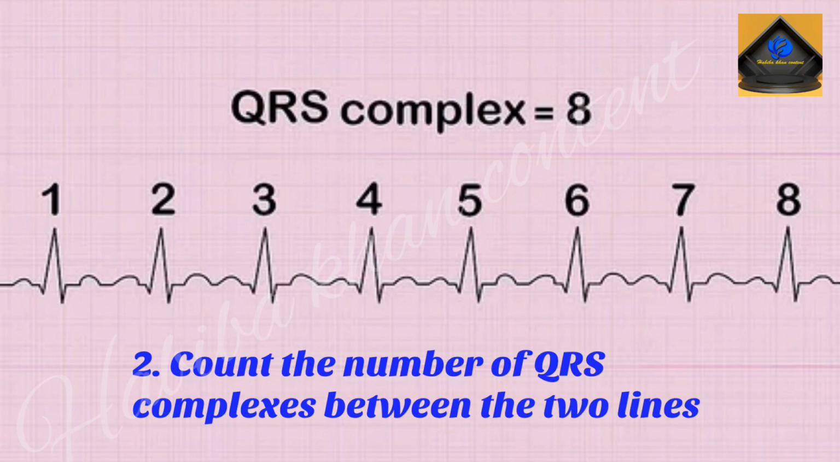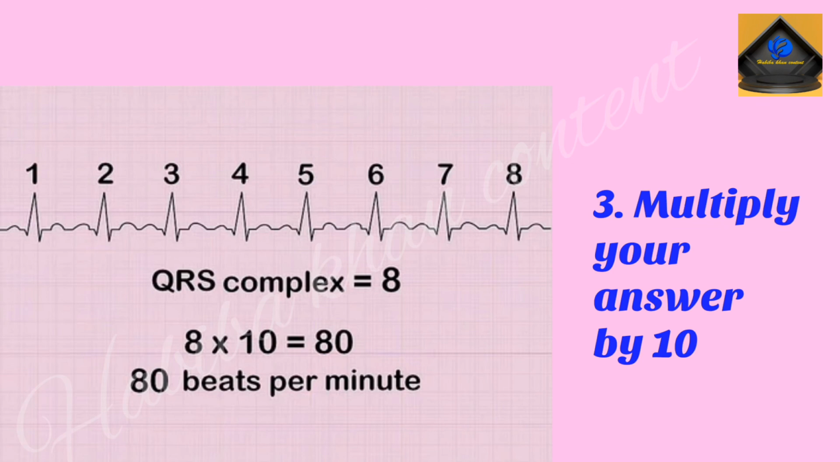Multiply your answer by 10 because 6 seconds multiplied by 10 is equal to 60 seconds. Multiplying your answer by 10 will give you the number of heartbeats that have occurred in 1 minute. In other words, the beats per minute, which is a standard measurement of the heart rate. For example, if you count 8 beats in the 6-second period, then your heart rate calculation gives you 8 multiplied by 10 is equal to 80 beats per minute.